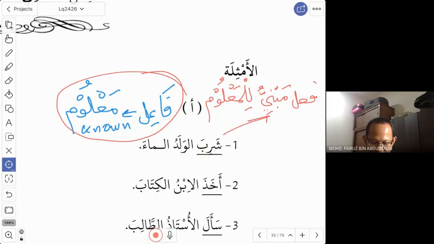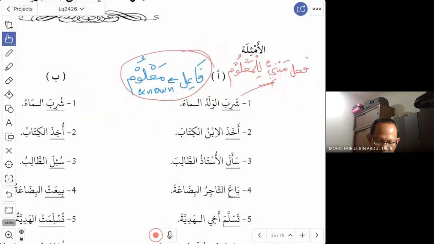How do you read the fi'il? This is what we covered in the wazan earlier. If it is a three-letter fi'il, you need to refer to the dictionary. Is it shariba, sharaba, or sharuba? We don't know. Check in the dictionary, and they say shariba. So this is what we mean by fi'il mabni lil ma'lum: the fi'il built for a known fa'il. The fa'il must be mentioned.